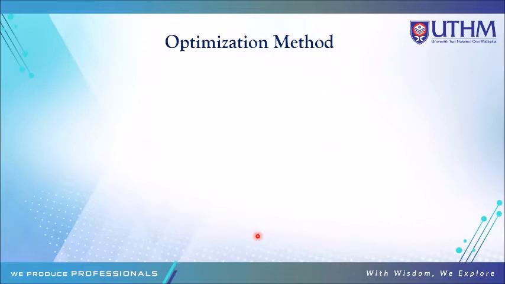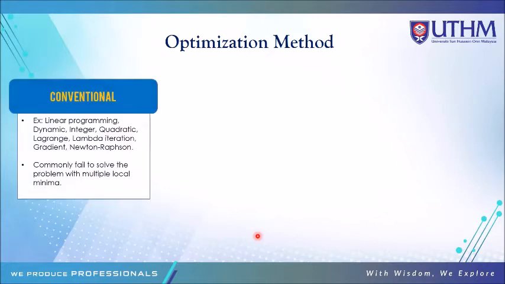Maybe I think we have a guest from computer science. I think they are very familiar with this topic. We have our guest from the faculty of electrical engineering, maybe in the field of computer engineering, so they are very familiar. But let me share with you the overview of the optimization method. Basically, we have the conventional method. This is a very common method that every engineering student or computer science student is familiar with. For example, we have linear programming, dynamic programming, quadratic programming, lambda iteration, gradient method, Newton-Raphson, and so on.